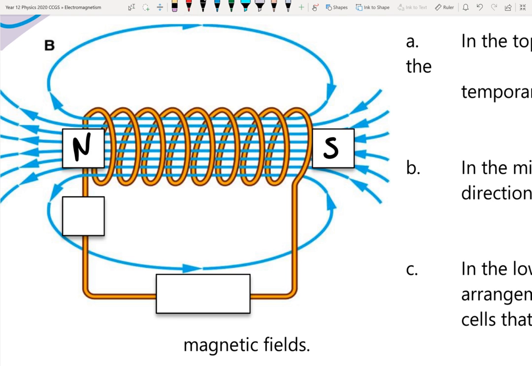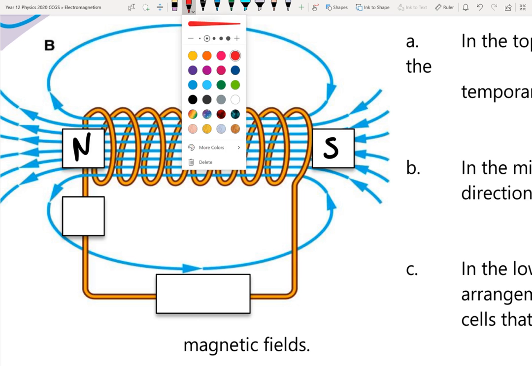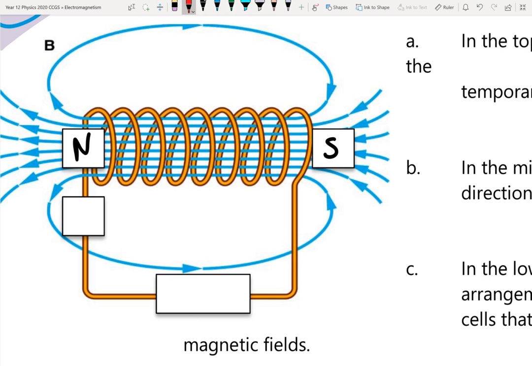Oh, jeepers. Why did that happen? Why did I change the thickness of my red pen?